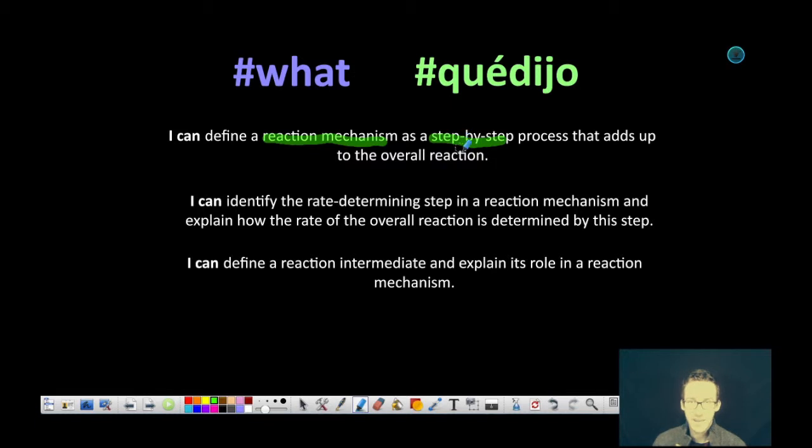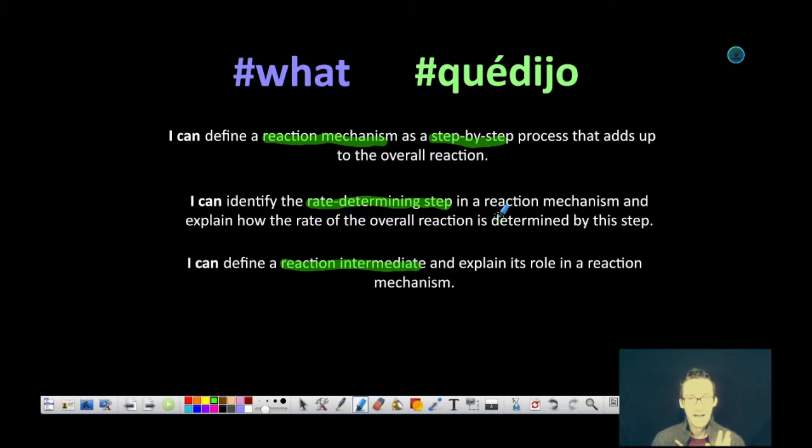Anyway, it's a step-by-step process that adds up to the overall reaction. Two, we're going to identify what's called the rate determining step in that reaction mechanism and explain how the rate of the overall reaction is determined by that step. And then lastly, we're going to define what's called a reaction intermediate and explain its role in that reaction mechanism.